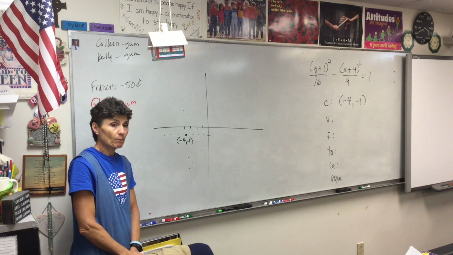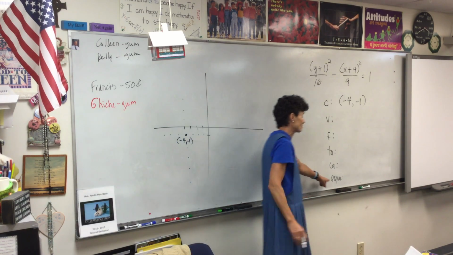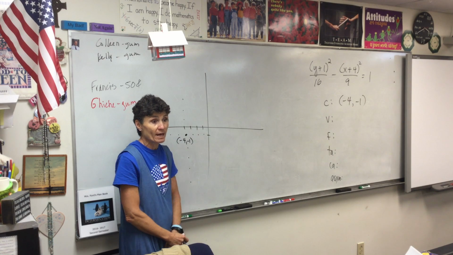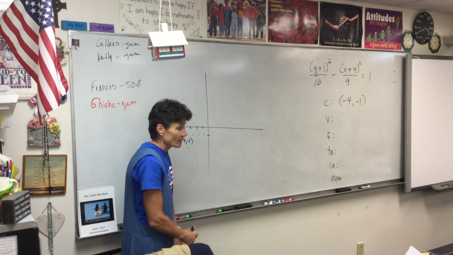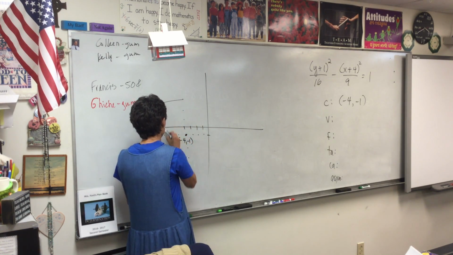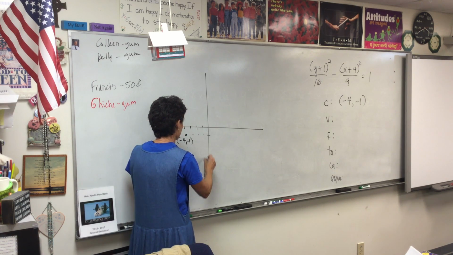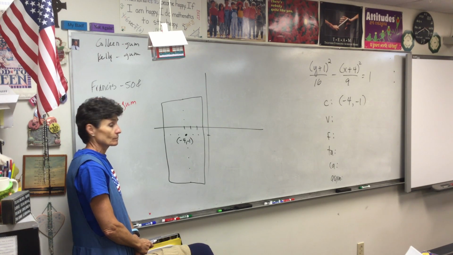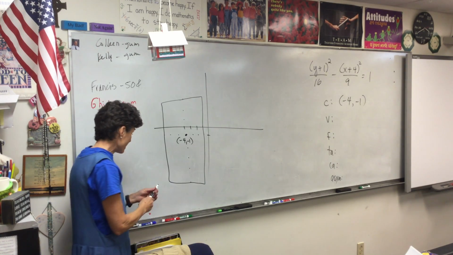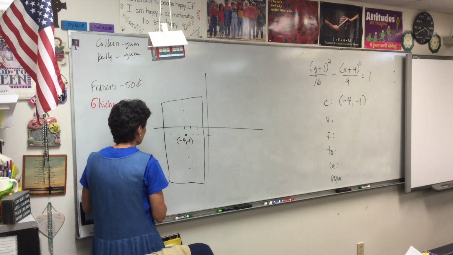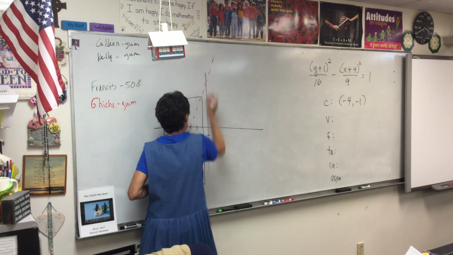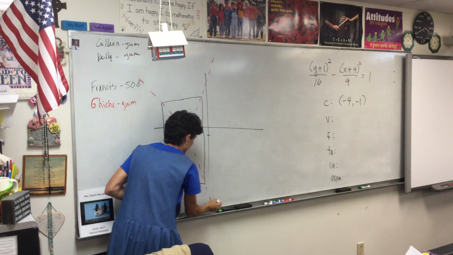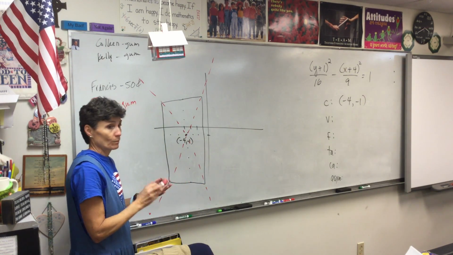No. This is a hyperbola. Here's your clue. You need asymptotes. So the asymptotes are not coming from an oval, they're coming from a box, rectangle, square. It's not a square, but it's the same idea. We're going to make a rectangle, right? And then we're going to draw in the diagonals of the box. Right?